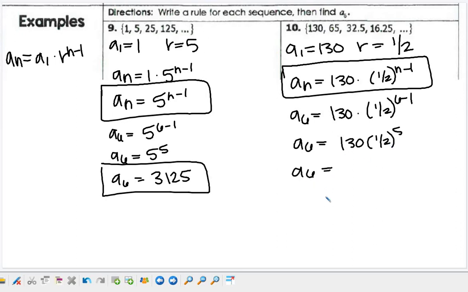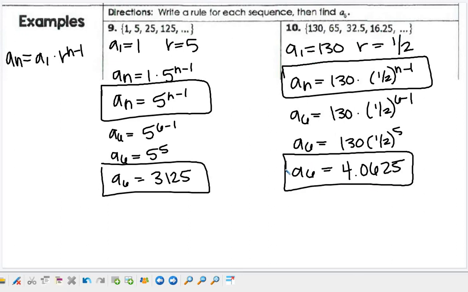So my 6th term, so make sure you do your exponent first, so 0.5 to the 5th is 0.03125. And then we're going to multiply that by 130. And we get 4.0625. And we can leave that as a decimal since the originals are in decimal form, the original sequence they gave us.